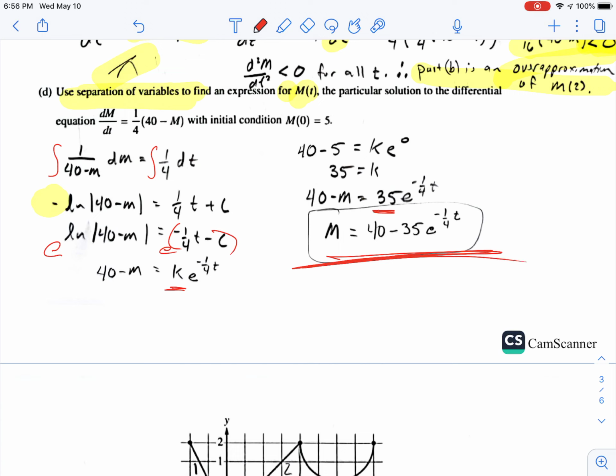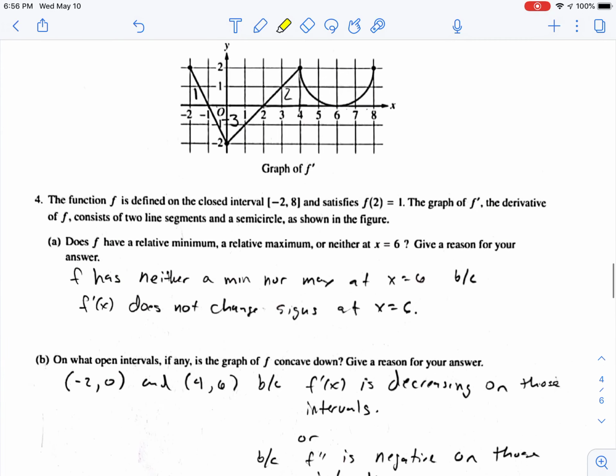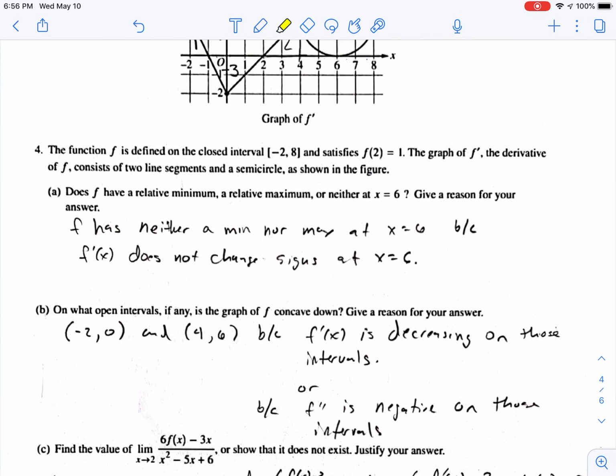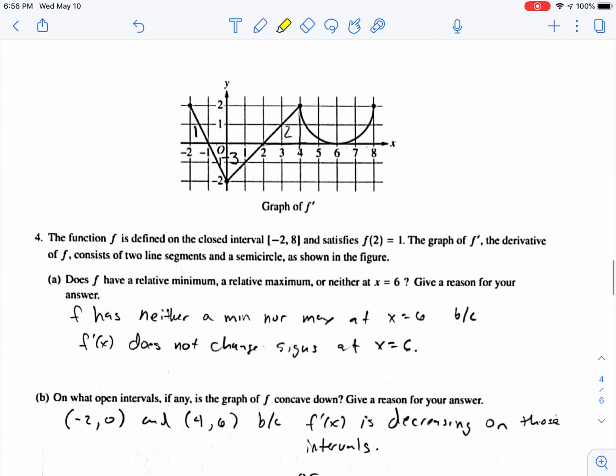There are other possible answers. If you left it with natural logs in the logarithm, there's a lot of different answers, but this is the cleanest. All right, on to the f prime analysis question.